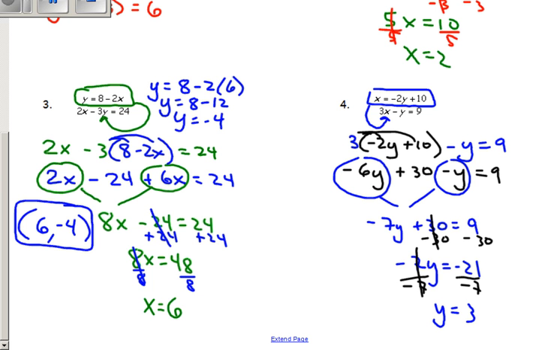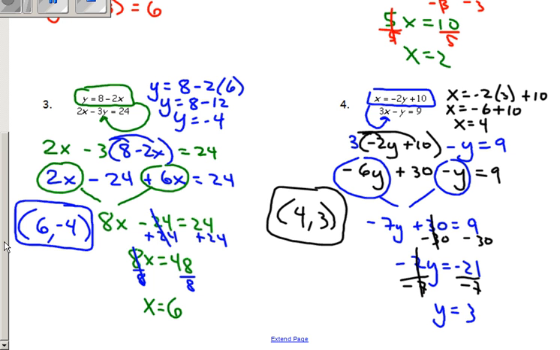I take that, plug it into my first equation. x equals negative 2 times 3 plus 10. x equals negative 6 plus 10. x equals 4. My final answer is the point (4, 3).